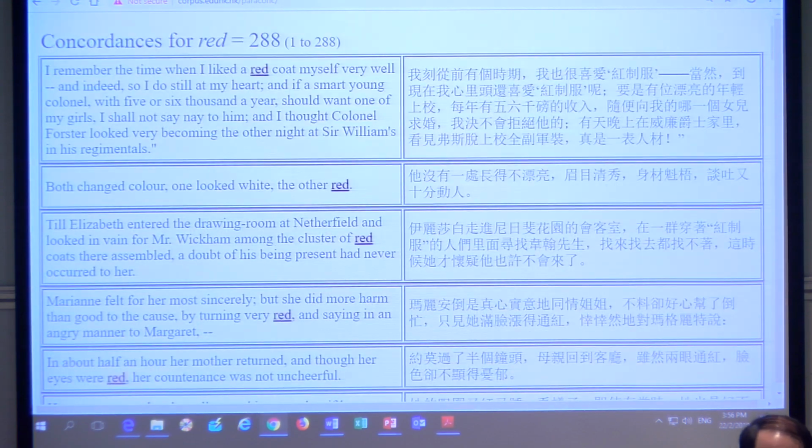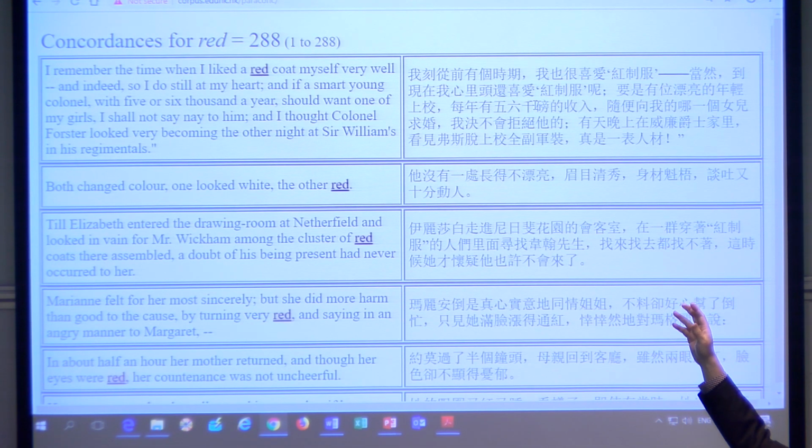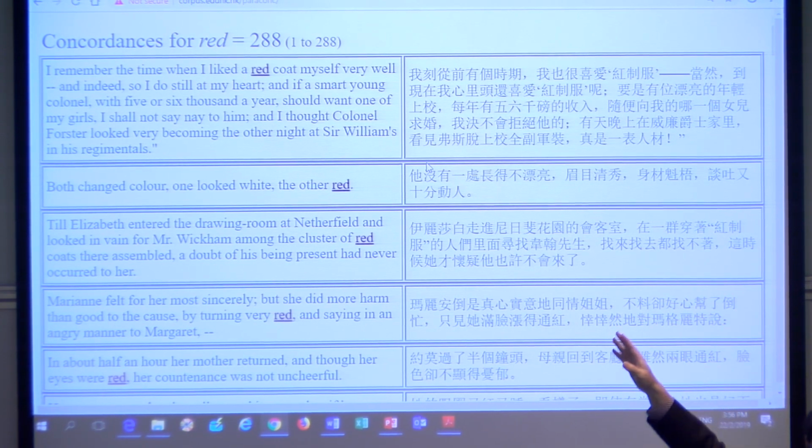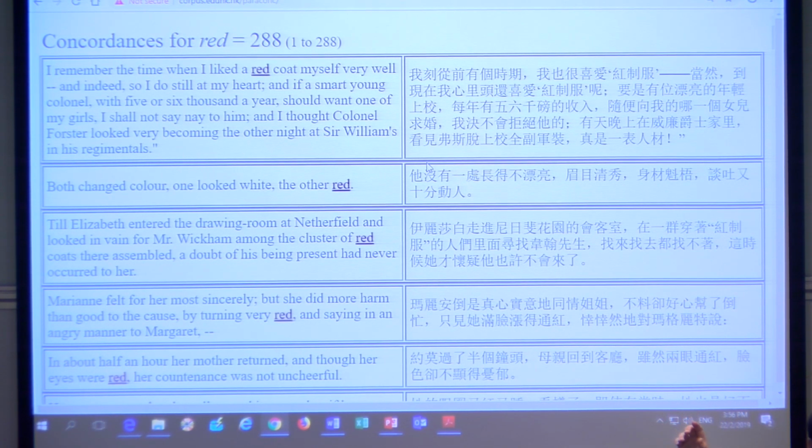Okay, so you see, the software tells us in this corpus there are 288 "read" in all the English novels. And then you can see the Chinese translation next to the English examples. It's quite magical, isn't it? I'm really proud of it because it's very hard to achieve. Just imagine how the computer knows the translation of this English example. It's very complicated, so we developed an algorithm.